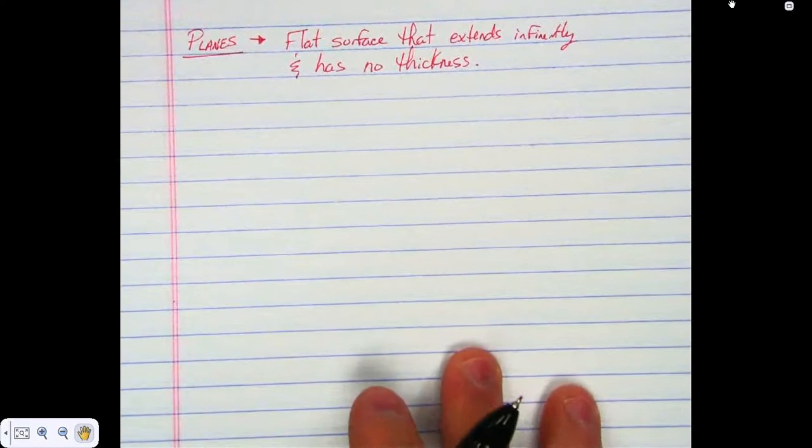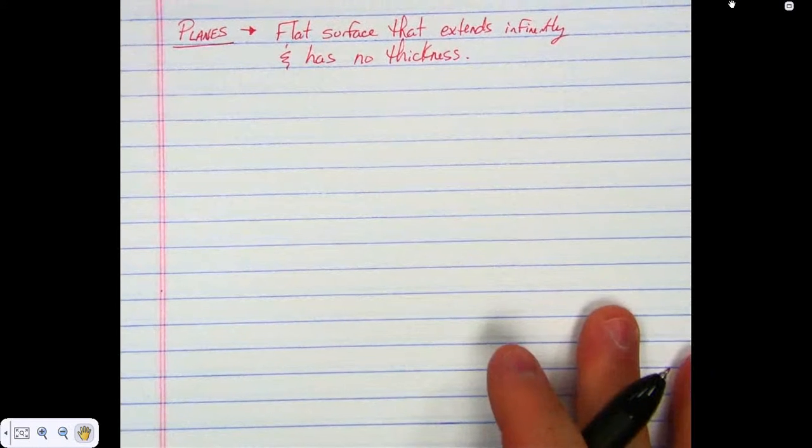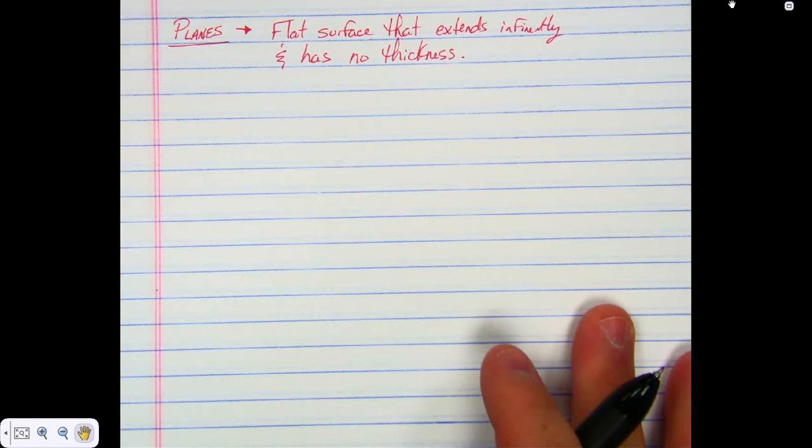A plane is a flat surface that extends infinitely and has no thickness. In essence, it's only two dimensions. Now we want to freeze it, there it is. A plane is a flat surface that extends infinitely and has no thickness.